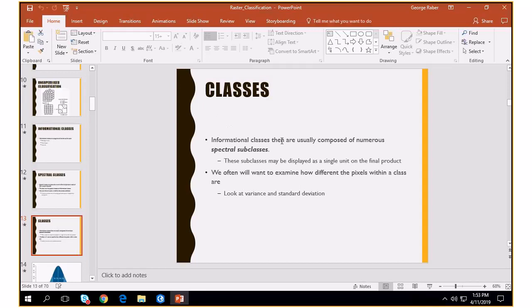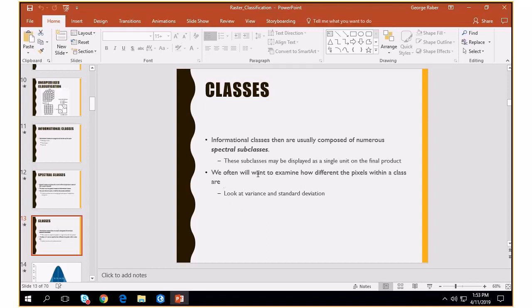So informational classes are usually composed of numerous spectral classes, but you're going to want to train your algorithm using spectral classes and then combine those up to informational classes. Okay.